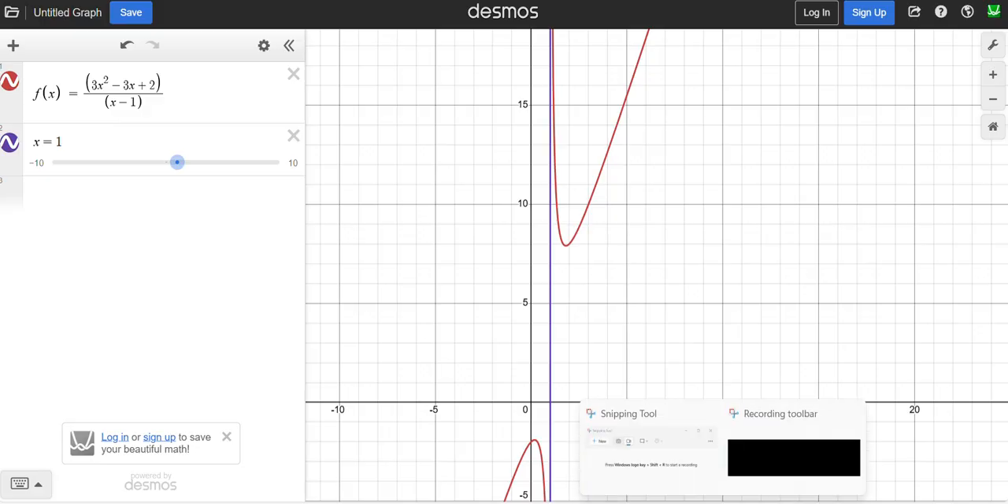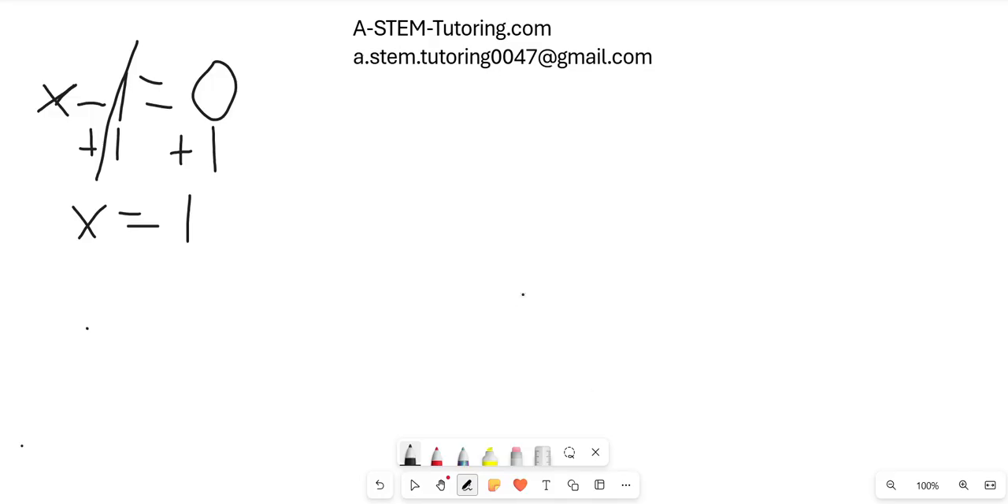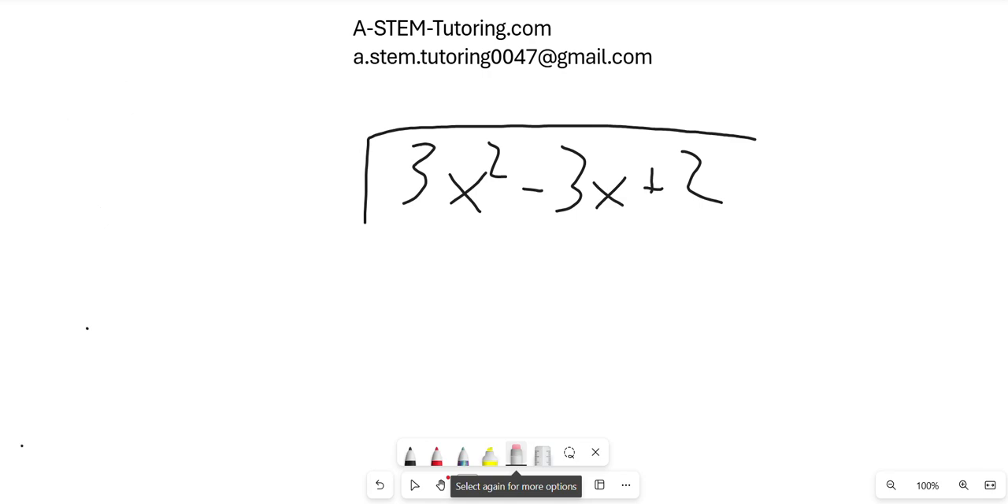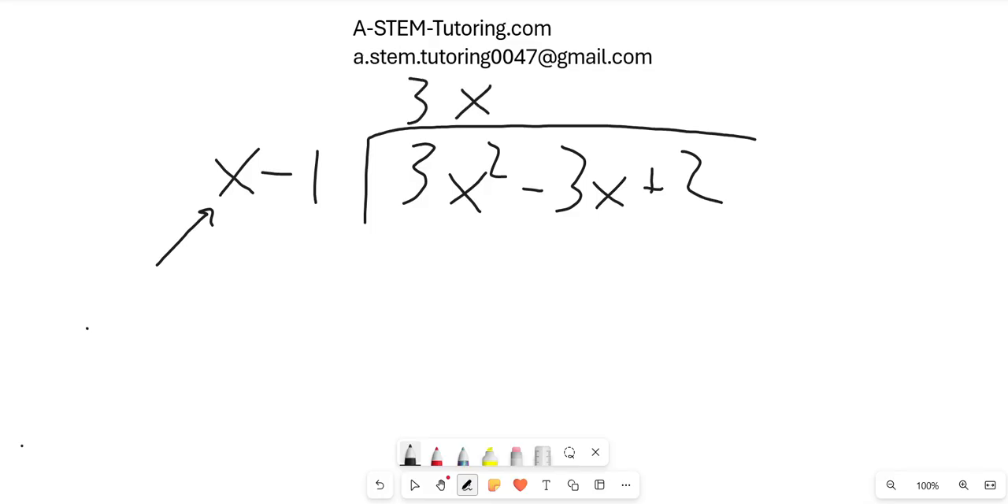Well, let's go back to our whiteboard here. If we take the original function, 3x squared minus 3x plus 2, and solve by polynomial division, we can get the slant asymptote without too much difficulty. So we're dividing by the denominator. Remember, denominator, divide, they're both d's. x minus 1. What quantity times x would give us a 3x squared? Well, that's just 3x. Multiplying that out gives us 3x squared minus 3x.